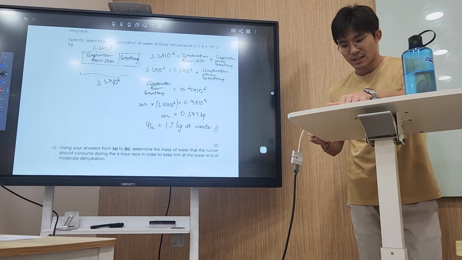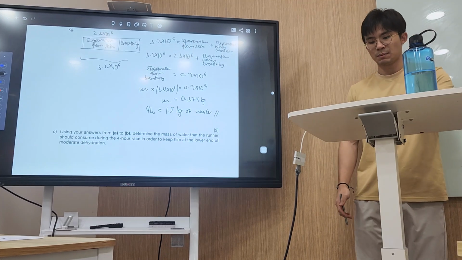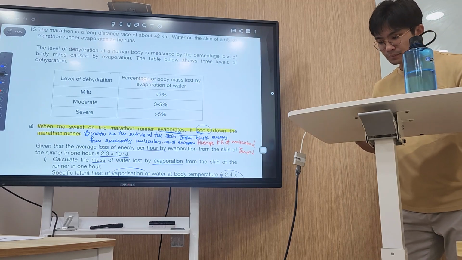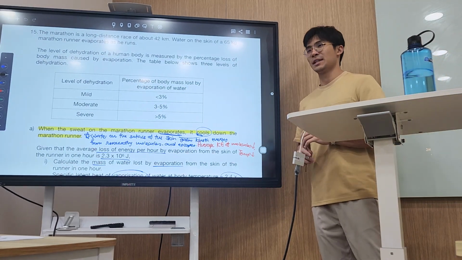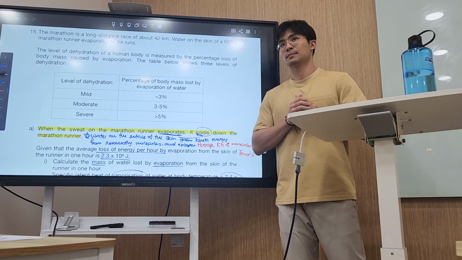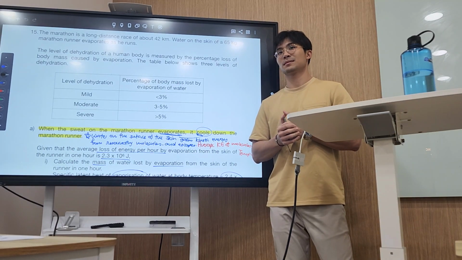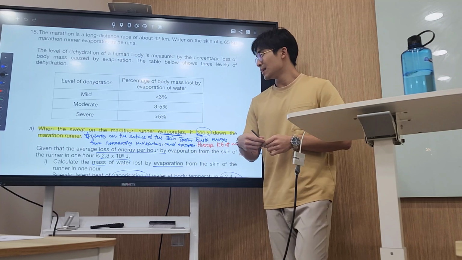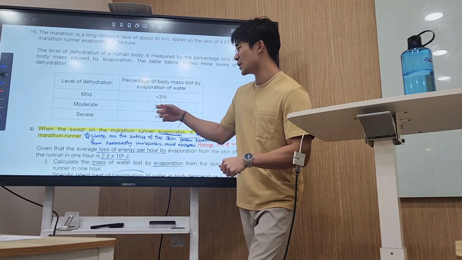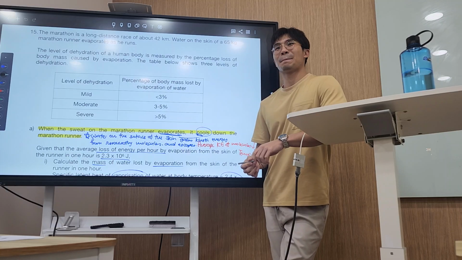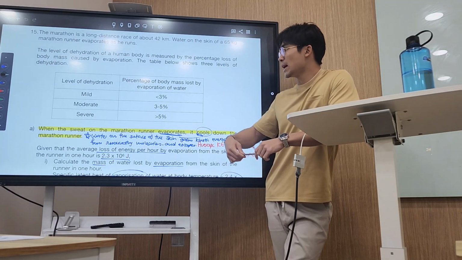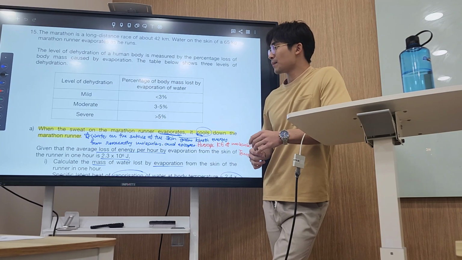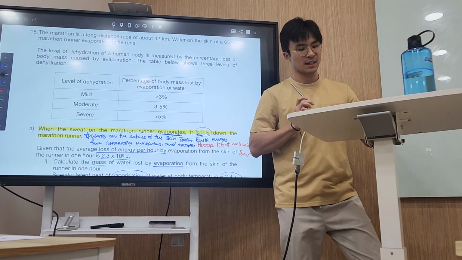Okay, so using your answer, determine the mass of water that the runner should consume in order to keep him at the lower end of moderate dehydration. What is lower end of moderate dehydration? 3%. Isn't it 3 point something? Lower end will be either 3 or 5. But is it 3 or 5? No, below 3. Below 3, then you are not very dehydrated. Oh wait, so isn't it 5%? Lower end of moderate dehydration is the answer.